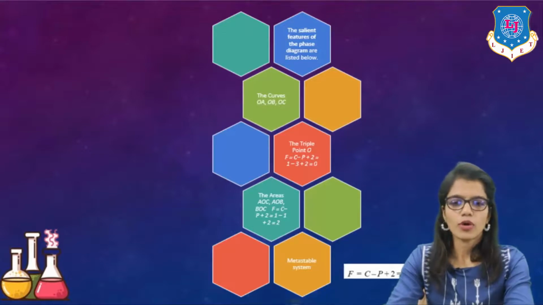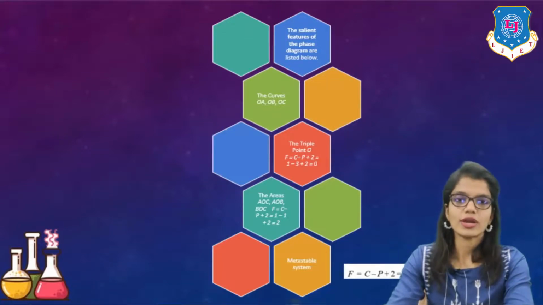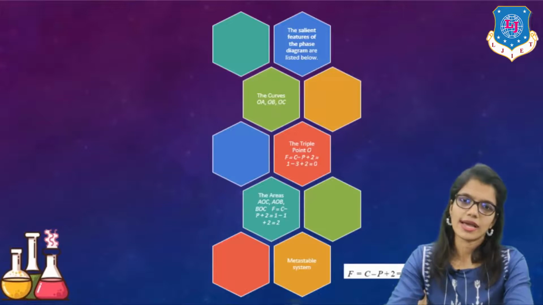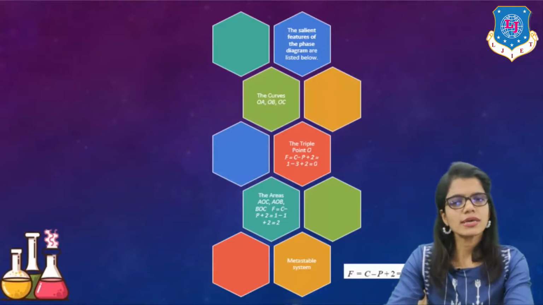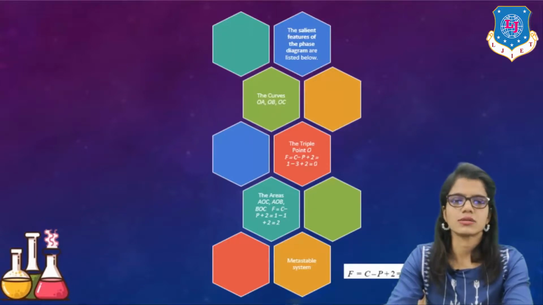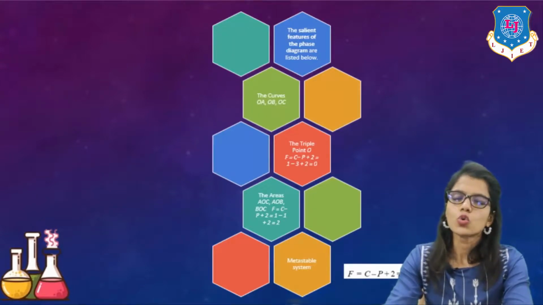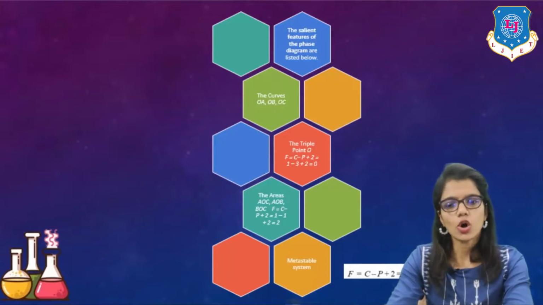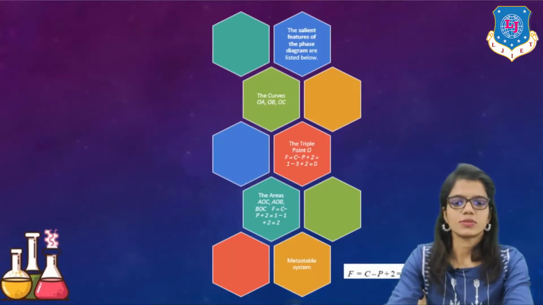At that particular point, if we want to calculate capital F, we can calculate it as capital F is equal to C minus P plus 2. Let's put the values for it. 1 minus 1 plus 2 becomes 2. That means the degrees of freedom becomes 2. Right? Another, fourth feature which can be observed is the metastable system or supercooled condition, which can be observed in the water system.